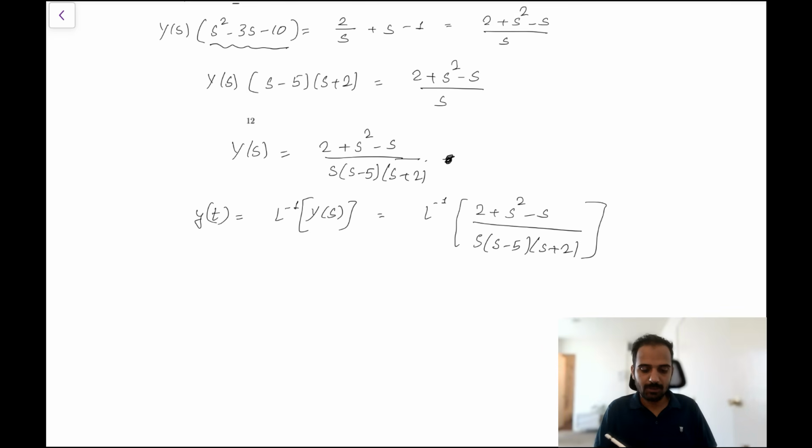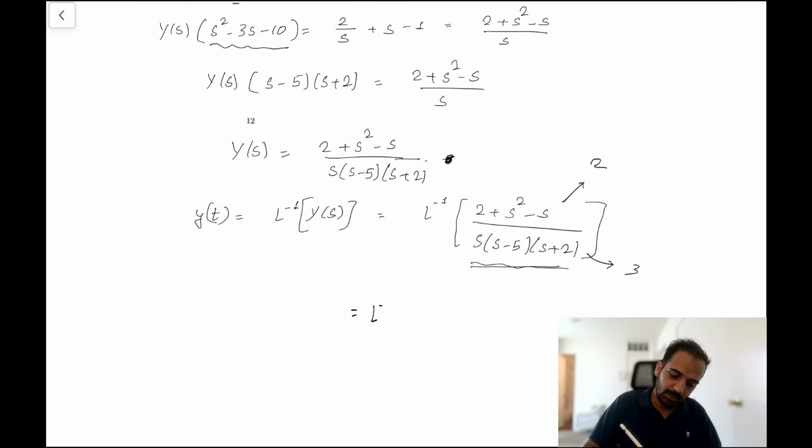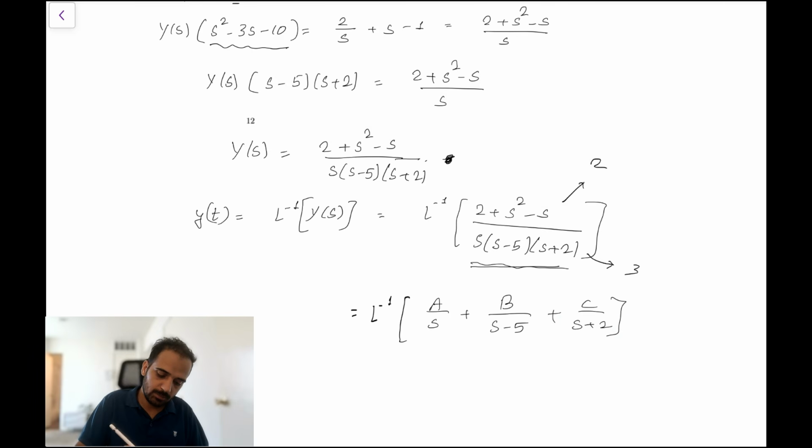And to get the Laplace inverse of this term, the easiest way is to use partial fractions. Since you can see here the numerator has degree 2, the denominator has degree 3, and in the denominator you have 3 linear factors, that means you can use the method of partial fractions. You can write this as A over s plus B over s minus 5 plus C over s plus 2.